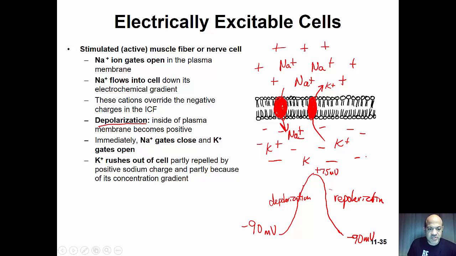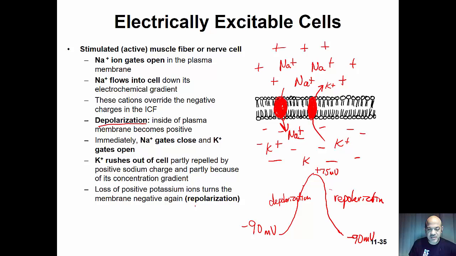So we have now the potassium rushing out of the cell. The reason it rushes out is because you have a lot more potassium in here, but you also have lots of positive charge in there now. The positive charges don't like each other, and the potassium wants to spread out as much as possible. So the potassium is going to move down its concentration gradient, from higher concentration and higher positive charge down to a lower value, and that brings the inside of the cell, the intracellular fluid, to a more negative value. This loss of potassium ions, which returns the membrane potential back to negative, is going to be called repolarization.